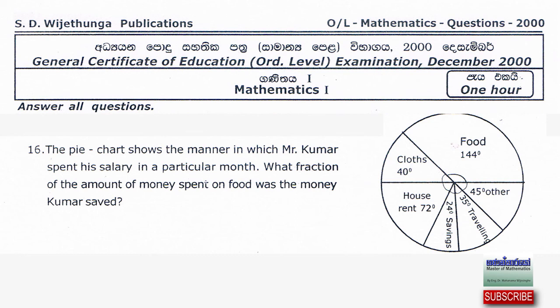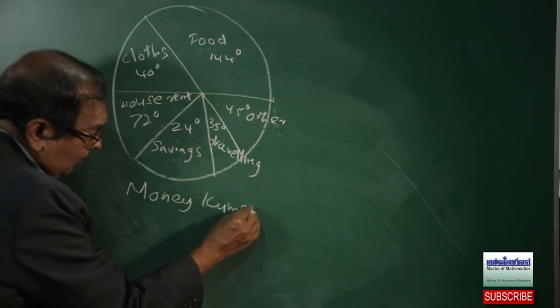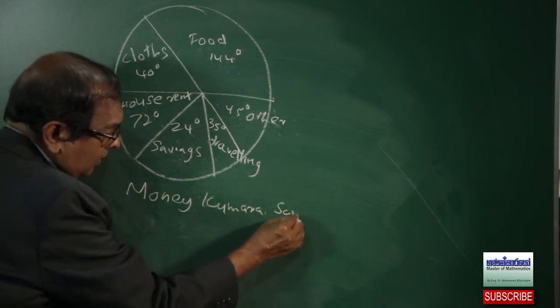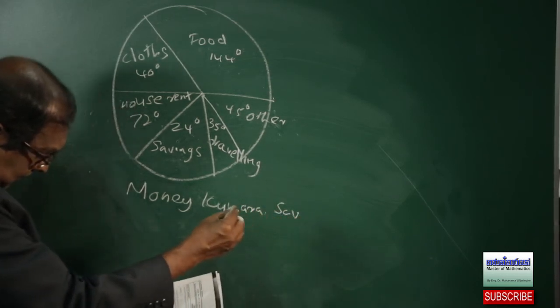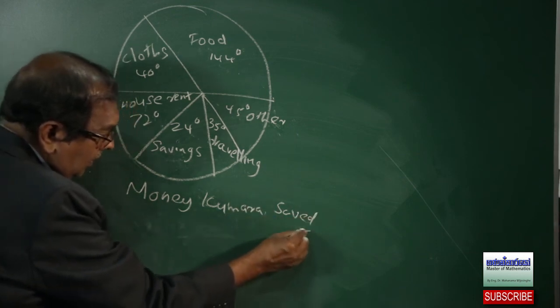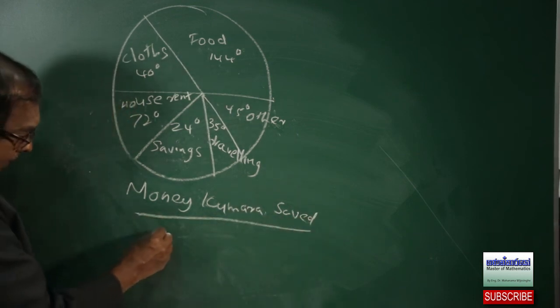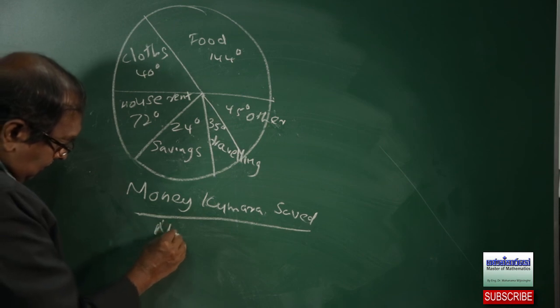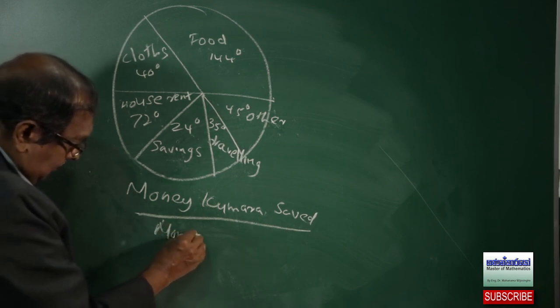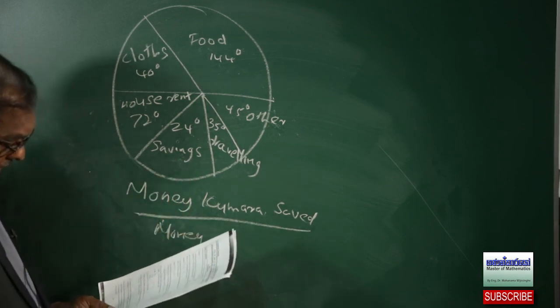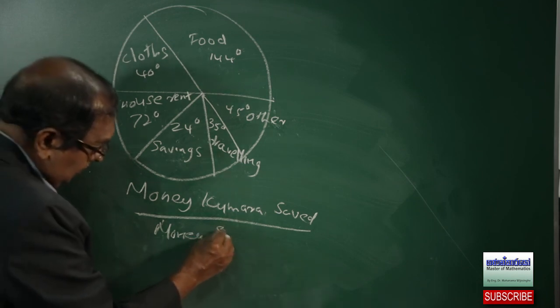The question is, what fraction of the amount of money spent on food was the money Kumar saved? The question is, money Kumar saved divided by money spent on food.